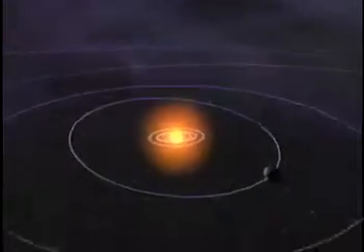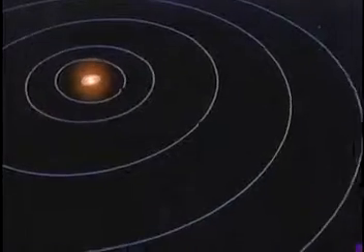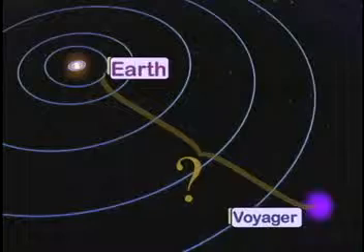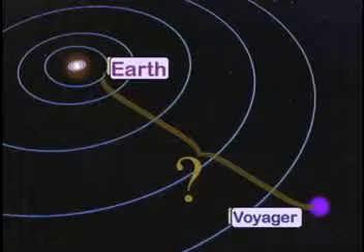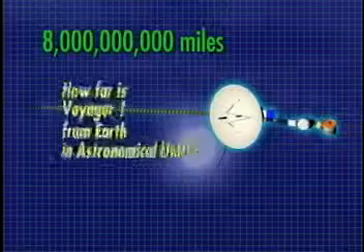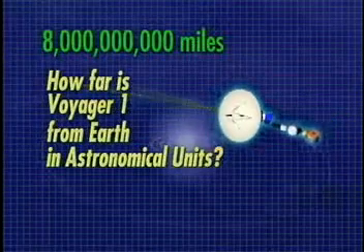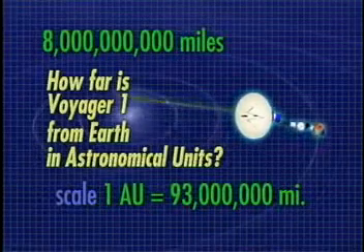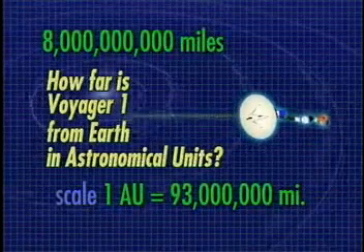If you recall from earlier in the program, the Voyager spacecraft is 8 billion miles or 13 billion kilometers from the Earth. It's at the far edge of our solar system, ready to head out into interstellar space. Based on what you've learned about scaling and the astronomical unit, can you estimate the distance of Voyager 1 from the Earth in astronomical units? Working with a partner, take a few minutes and see if you can solve this problem. Voyager 1 is over 8 billion miles away from Earth. Estimate how far, in astronomical units, Voyager 1 is from the Earth. Remember, the scale is 1 astronomical unit equals 93 million miles.